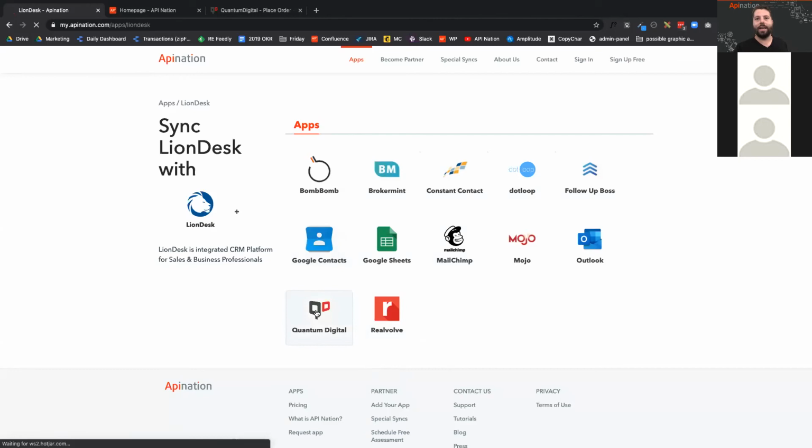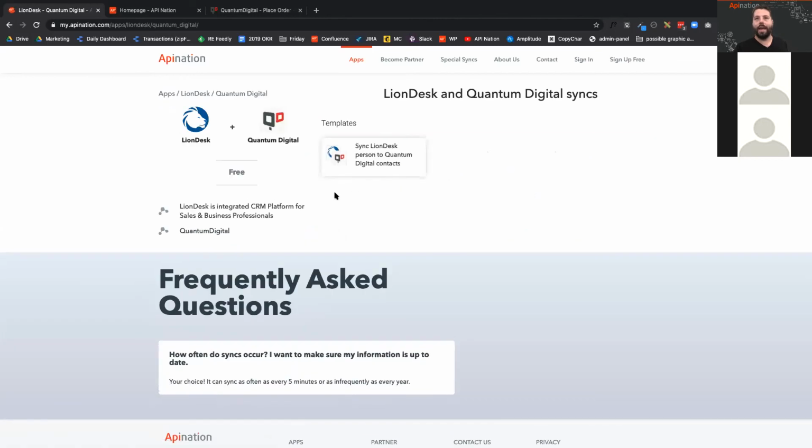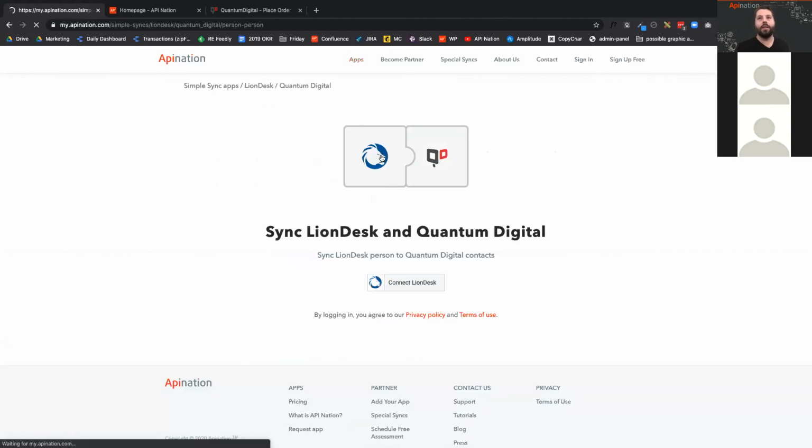So we're going to click LionDesk, click QuantumDigital, and it brings you to this template. And the template is basically just a connection we've already 98% configured for you. There's going to be like 1 or 2 questions at the end. So you can just basically copy off the work we've done creating this connection. So I'm going to show you this template. To use a template, it's really easy. You're just going to click this button that says connect to LionDesk.